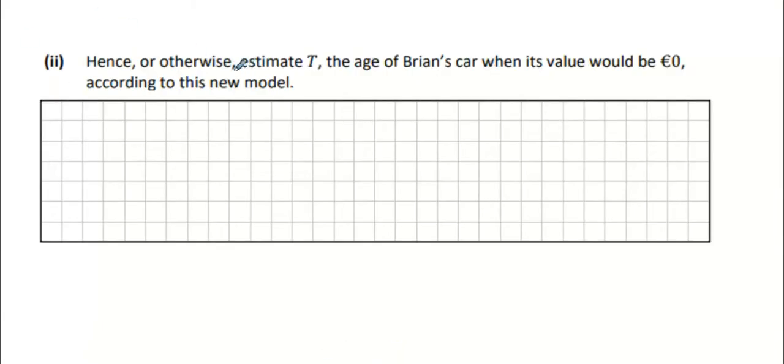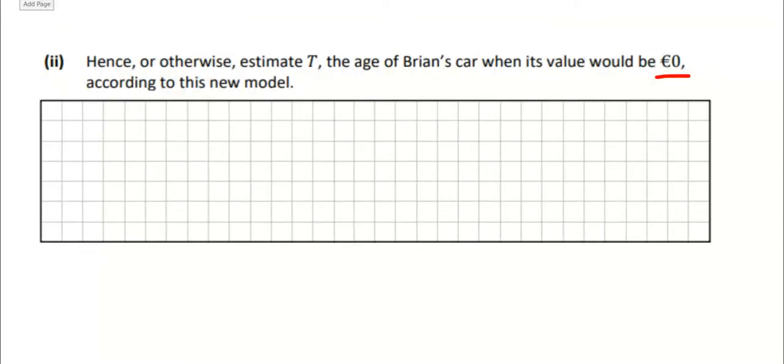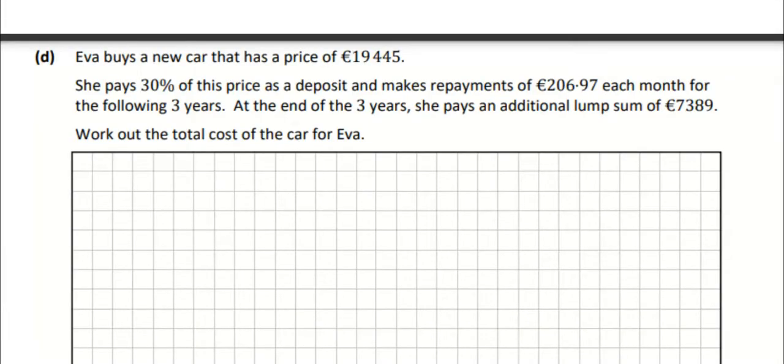Next question. Hence or otherwise, estimate T, the age of Brian's car, when its value would be 0. Well, its value would be 0 at the point (5, 0), because 5 is the number of years and 0 is the price. So 5 years we're hoping. Okay. Happy days. Now, let's move on.